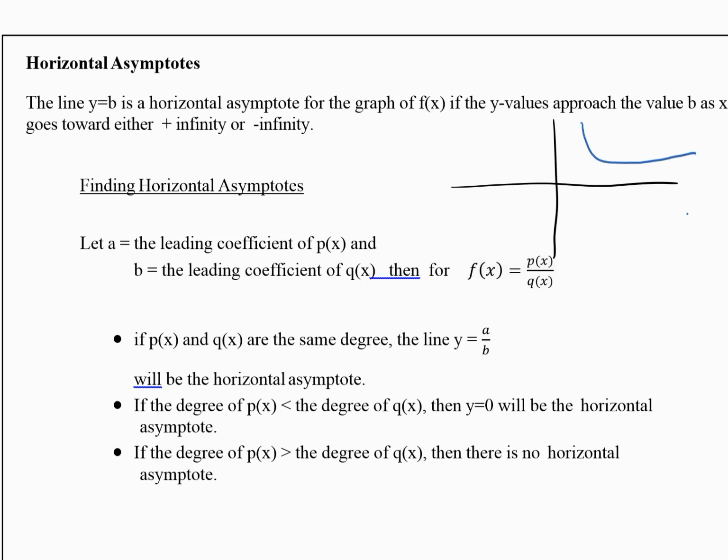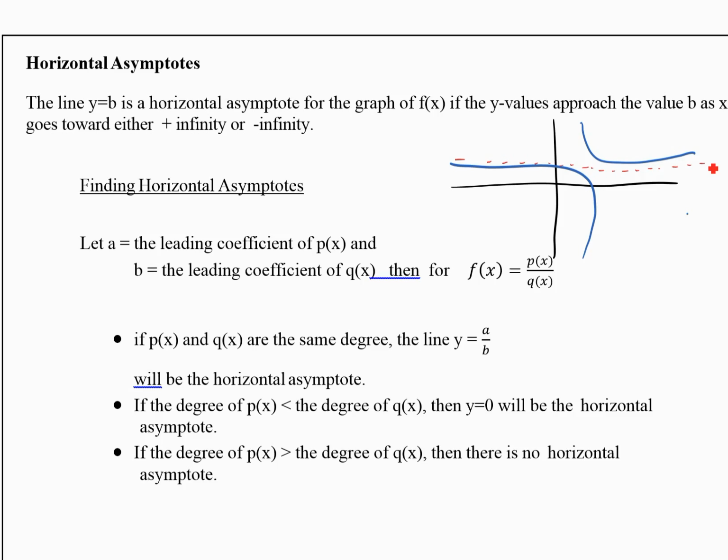So maybe the graph is doing something like this. What's important is as we go out to the left and right, it's leveling off to this y value. That horizontal line, which will look like y equals something, would be our horizontal asymptote. Now, all of this comes down to the degree and the leading coefficients of our polynomials.